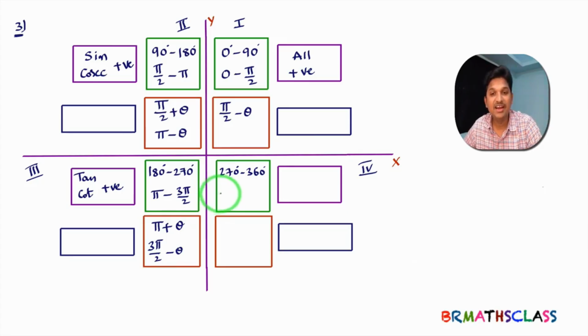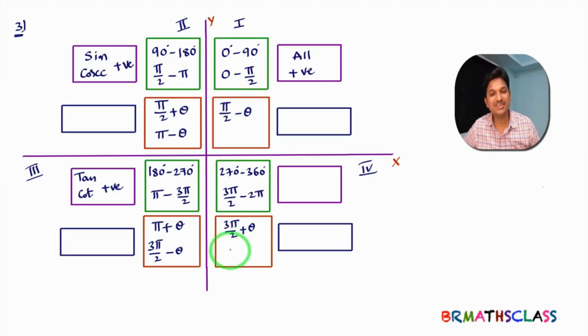So the angle range of fourth quadrant is 270 degrees to 360 degrees. Same thing if I write in radian measure, 3 pi by 2 means 270 degrees to 360 degrees means 2 pi radians. Now when it comes to fourth quadrant, see here it's very simple. 3 pi by 2 plus theta, 3 pi by 2 plus theta.